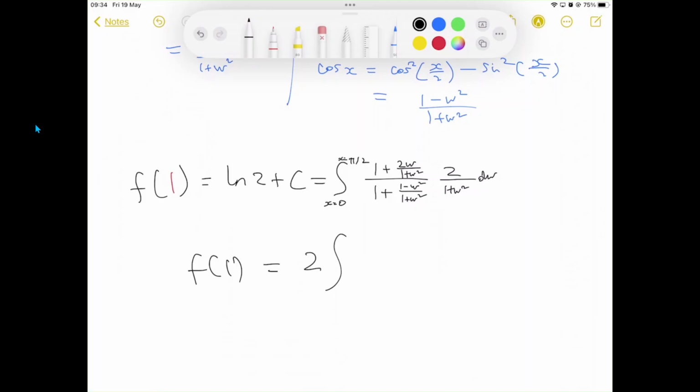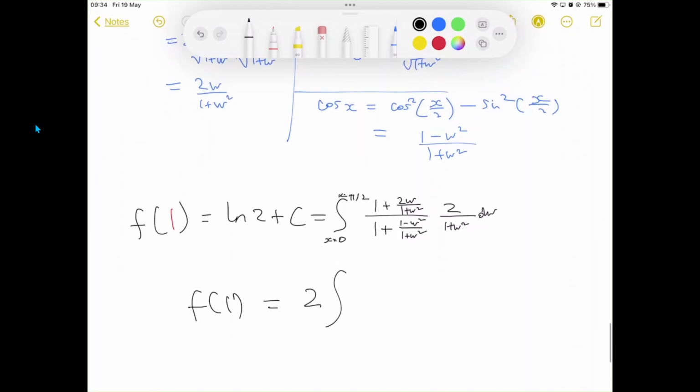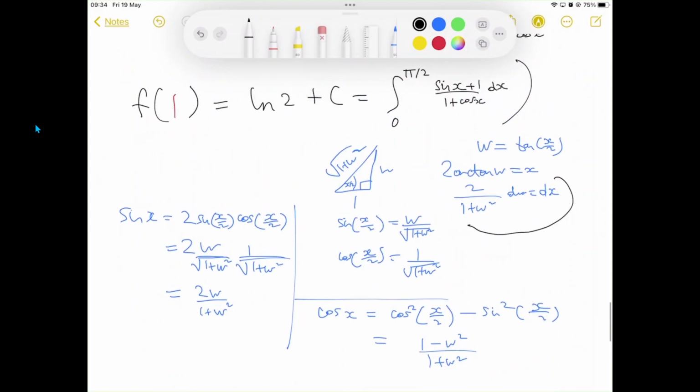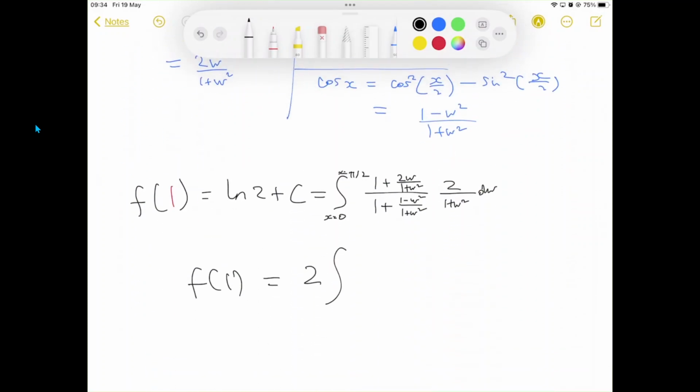Should we change the limits from x to w? I think it might save us some time. So let's do that. Let's define w as a function of x rather than just a plain old variable. So if we sub in the limits 0 and pi over 2, well, sub in 0, you get tangent of 0, which is 0, and sub in the limit pi over 2, you get tangent of half of pi over 2, which is tangent of pi over 4, which is 1. So w goes from 0 to 1, and then we have the rest of the function.